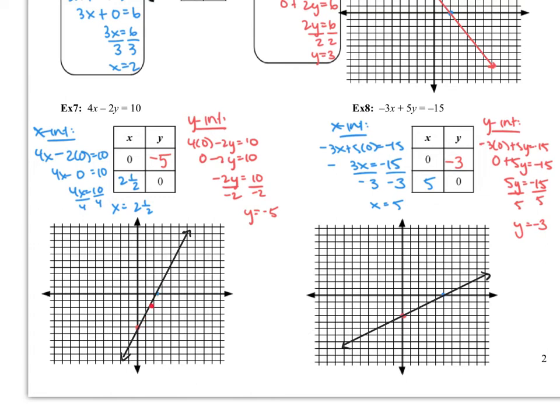Remember not just to connect blue to red, but to go all the way through to have a nice full line. On example 8, for the x-intercept, we changed y to 0. Eventually we're going to divide by -3. Negative divided by negative is positive. So my x-intercept was 5, 0.